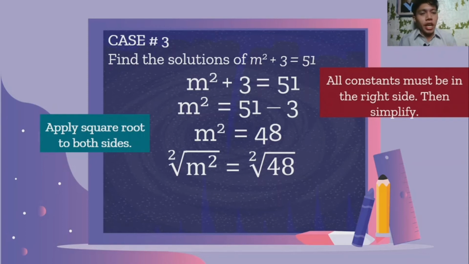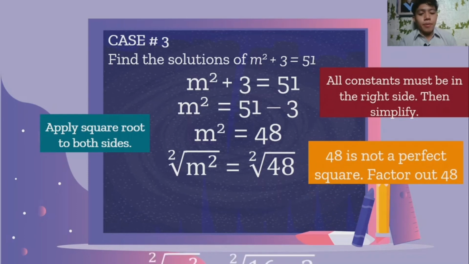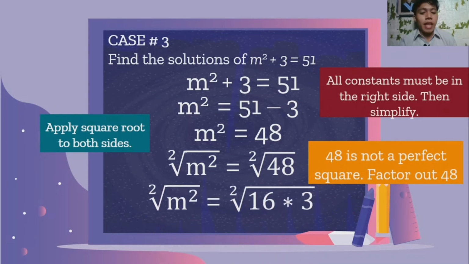Tanong, ang 48 ba ay perfect square? Meron mang number na kapag pinag-multiply mo sa sarili niya, ang lalabas ay 48? Wala. Okay? So, 48 is not a perfect square. But, meron ba siyang factors na may perfect square? Definitely, yes. Okay? So, think of the factors of 48 that has a perfect square. Ano yun? That is 16 times 3. Okay? 16 times 3 is 48, no?